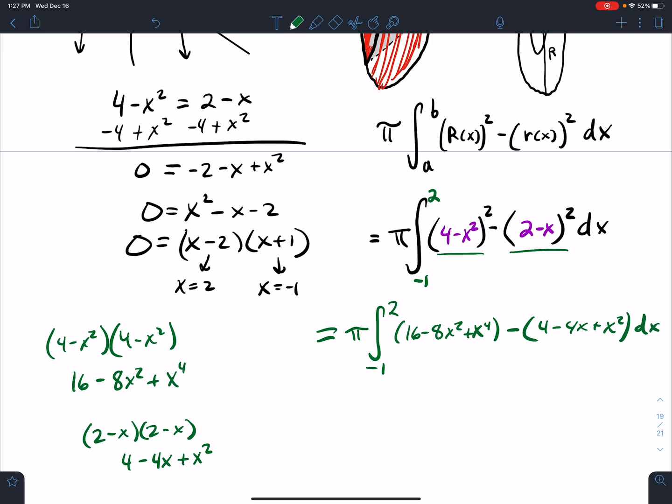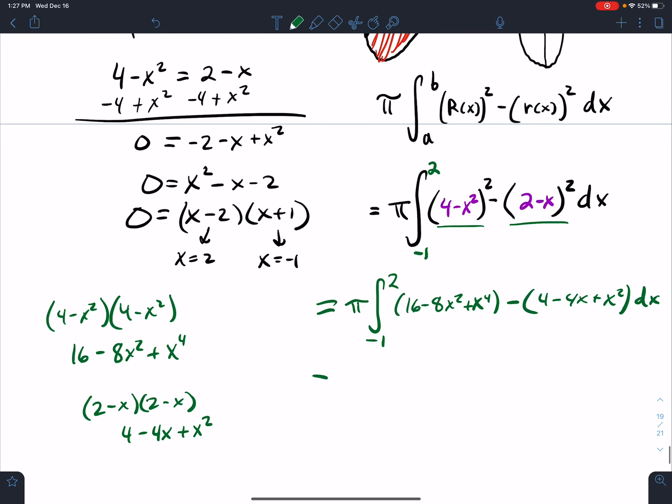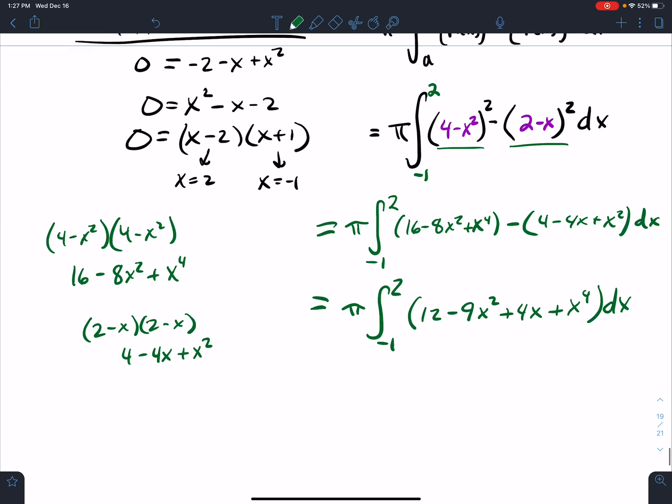People mess up because they forget to put their parentheses here, okay? Just a common mistake. If you simplify all that, you're going to get 12, and then minus 9x squared, plus 4x, and then plus x to the fourth dx. And you can integrate that, and when you integrate all of that, you're going to end up with an answer of 108 pi over 5.